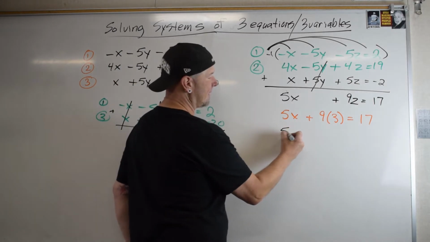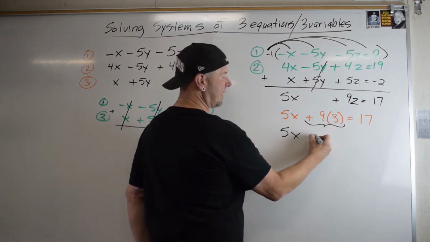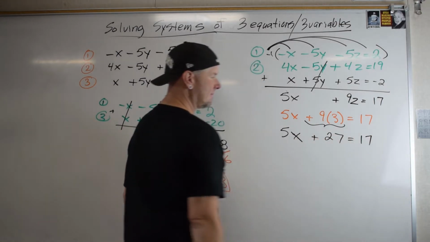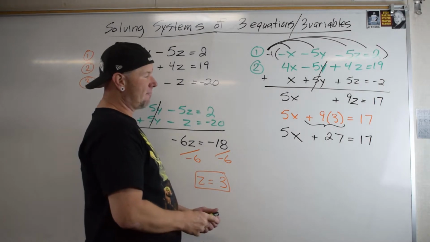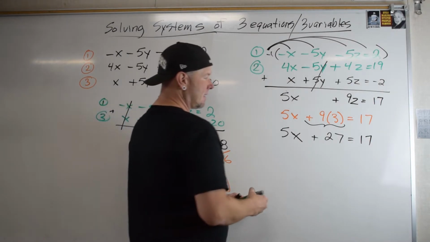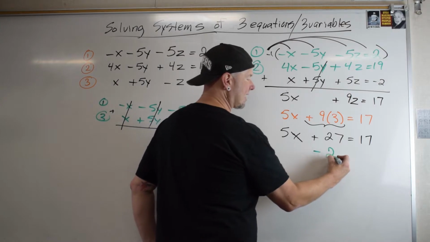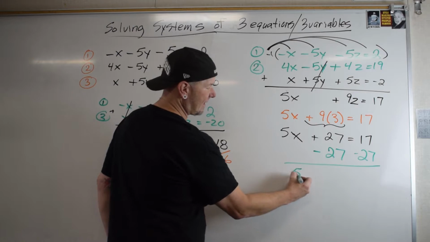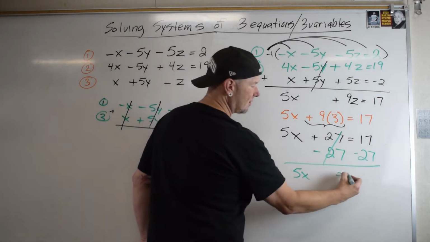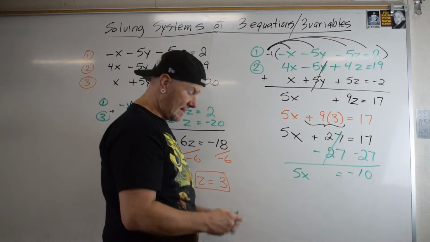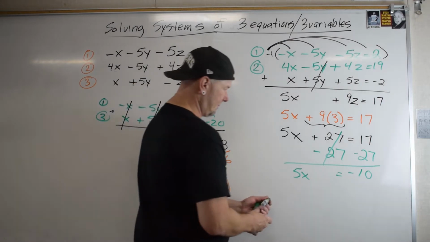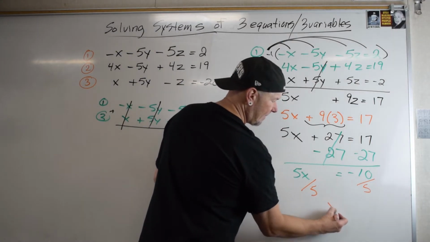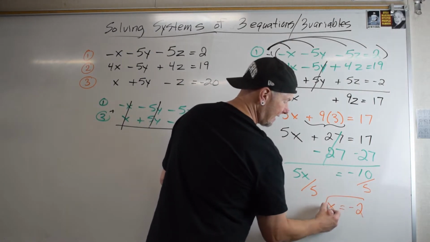So 5x, 9 times 3 is 27. So to solve for x, since it's plus 27, we would subtract 27 from both sides. So you get 5x equals negative 10. And then divide by 5. And you find out that x is negative 2.